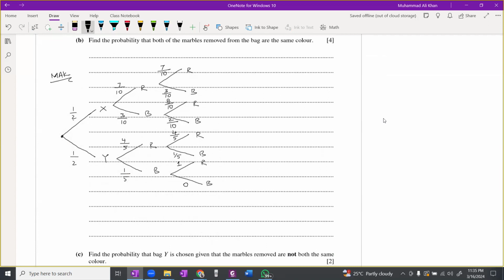तो बच्चों सेम कलर के क्या क्या मार्बल हैं? रेड रेड, from this blue blue, from here it is blue blue, and from here it is red red। How to calculate the probability?